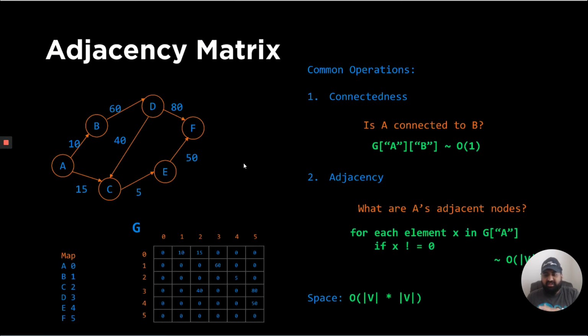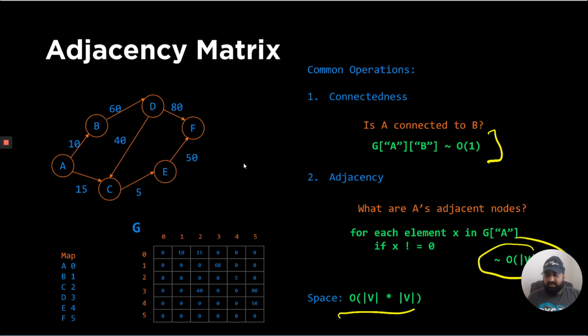In the next video, we are going to discuss the next form, which is called the adjacency list implementation. But before that, I'll just reveal the answers which we just discussed. Is A connected to B? That's going to take O of 1 time. I just mentioned that to you. And the other one is going to take O of V time, if you want to find A's adjacent nodes.